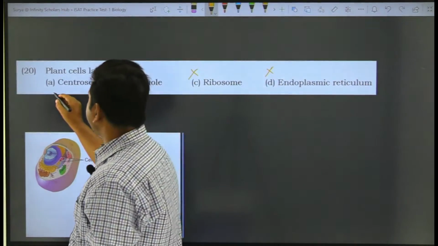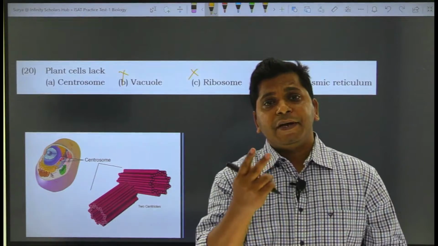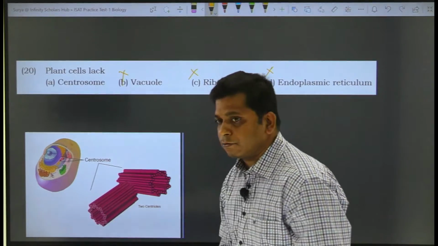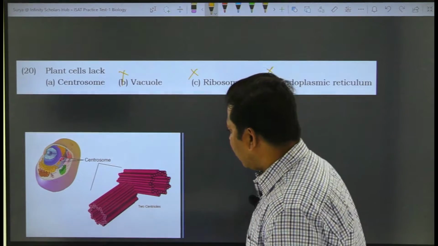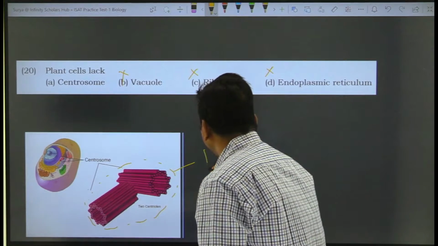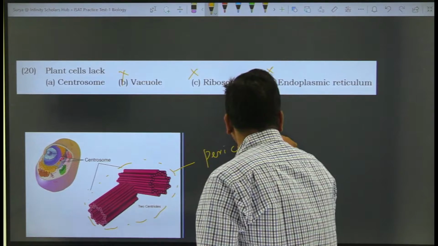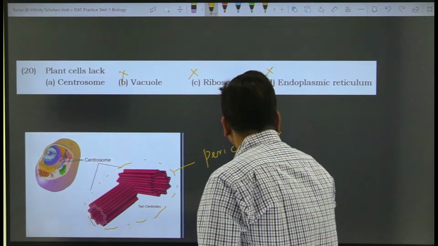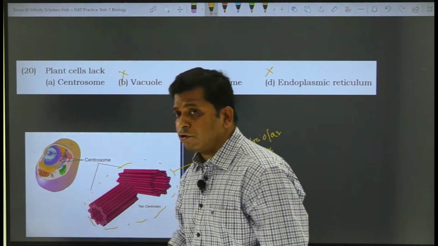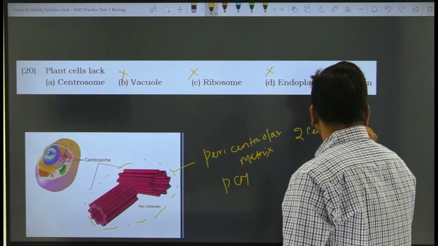What they lack is actually the centrosome. What are centrosomes? As we know, a centrosome consists of a pair of centrioles, like this. So this is one centrosome, which consists of two centrioles present at right angles to each other, and they are covered by a fluid matrix called the pericentriolar matrix, simply called PCM. So one centrosome consists of two centrioles plus the PCM.